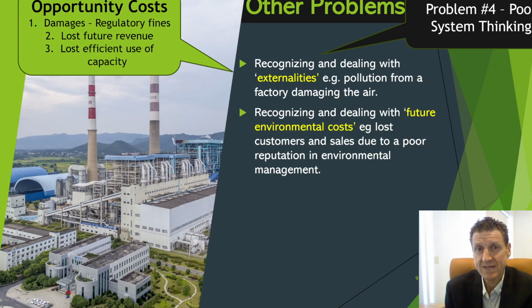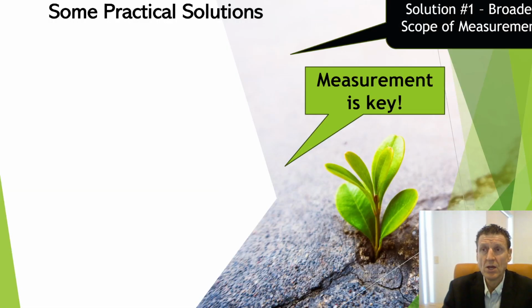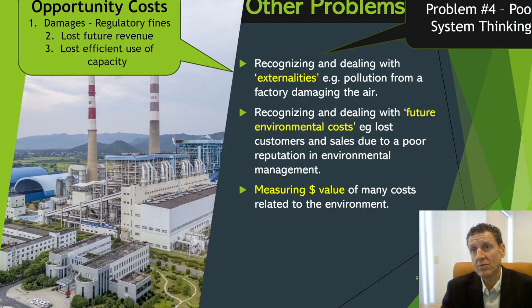So systems thinking is both physical and also social. And if you think of those two aspects, everything in society is connected. And this is something that accounting does a very poor job at. So often we're trying to measure value of many costs related to the environment here. All right, so there's our 4 problems.